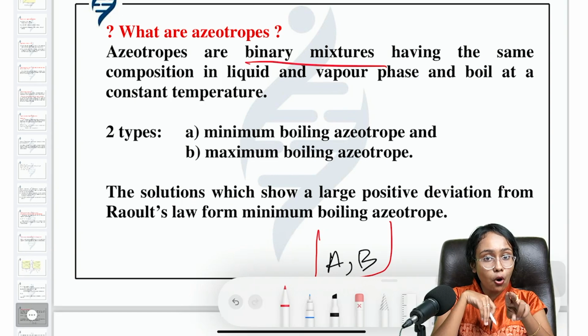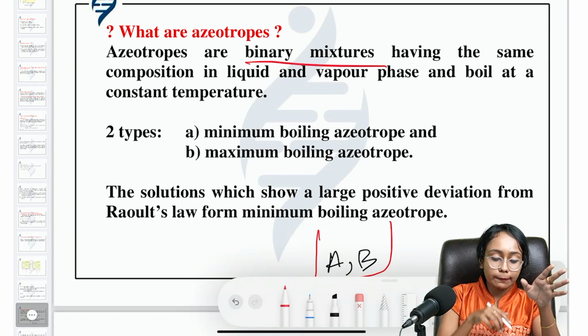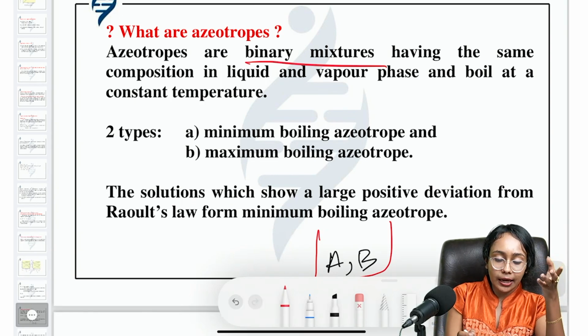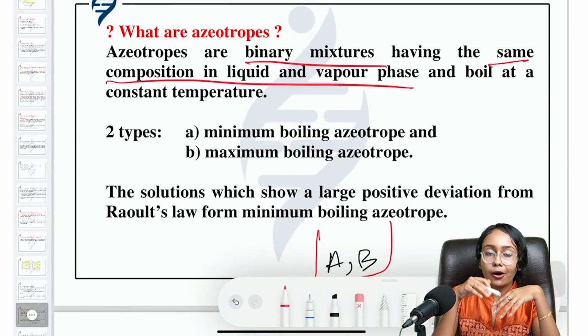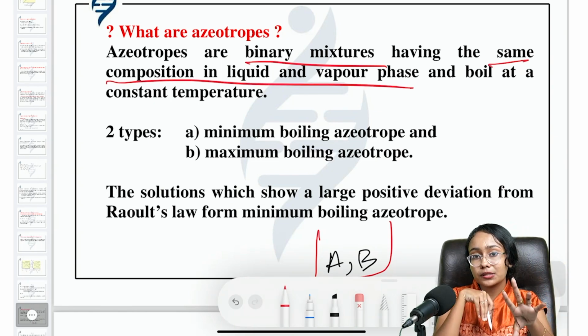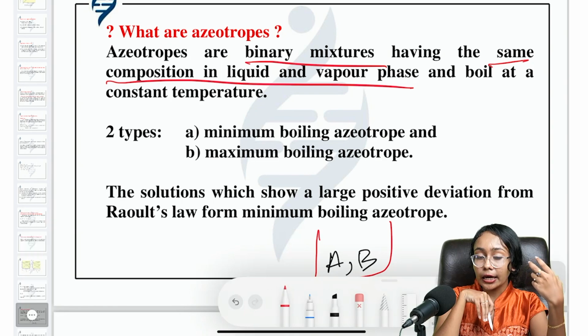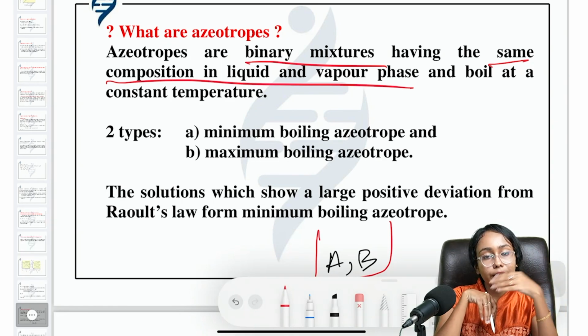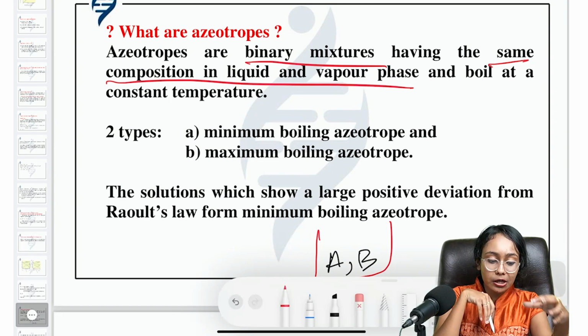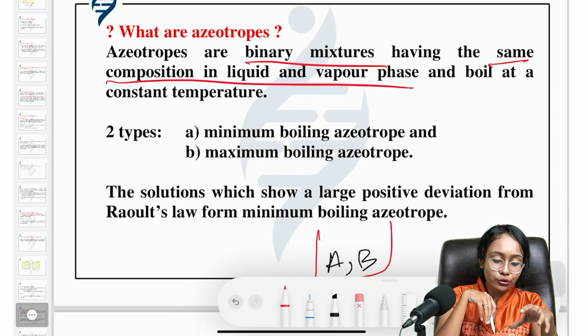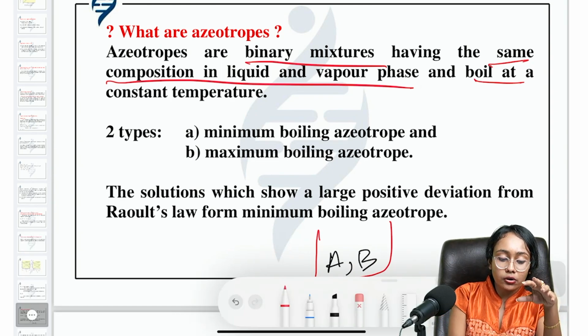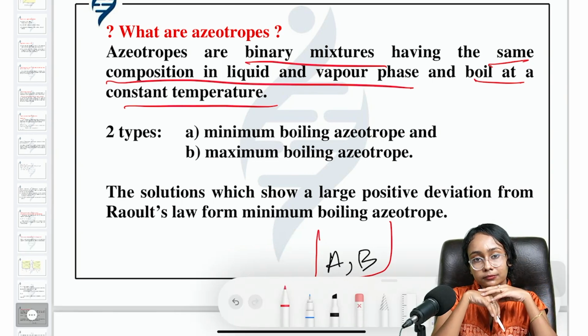It has two components only, that is A and B. Consider it as A and B, having the same composition in the liquid and vapor phase. After boiling, it will have the same composition. If 30% of A is present in the liquid phase of a solution, 30% of A is present in the vapor phase also after boiling. So they have the same composition in liquid and vapor phase, and they also boil at the same temperature. They have a constant boiling point.